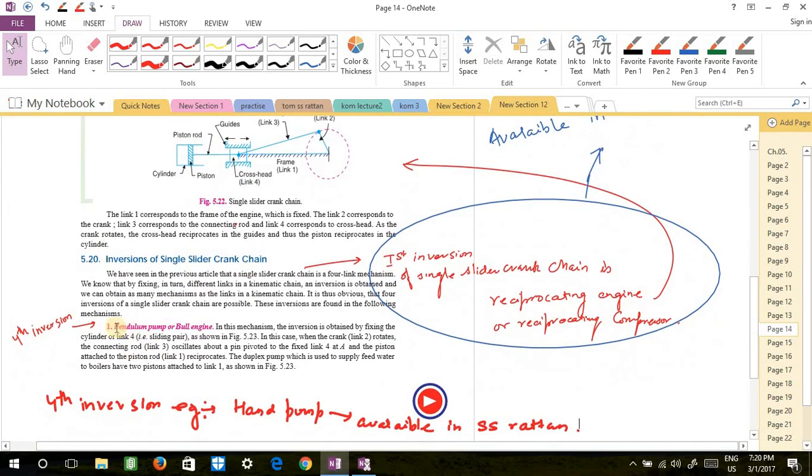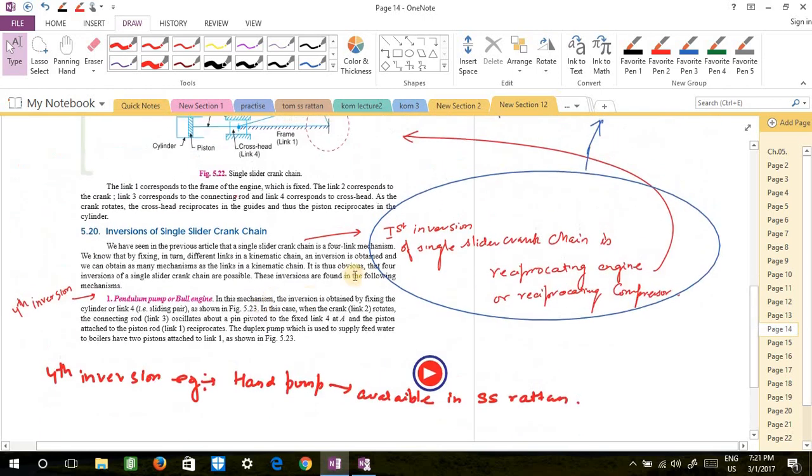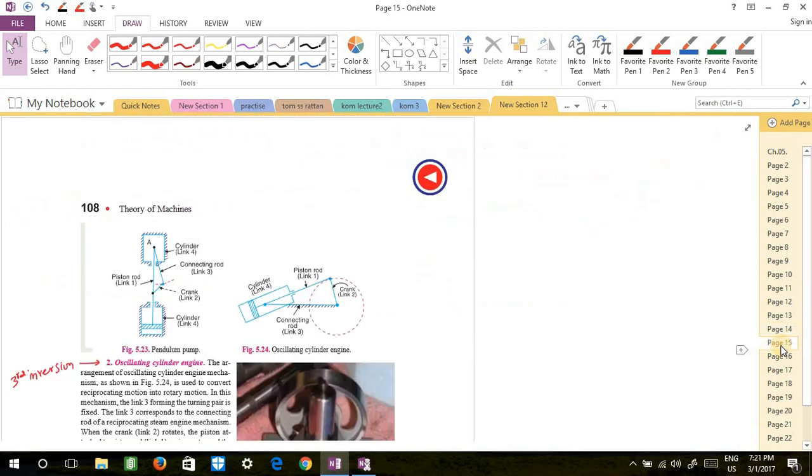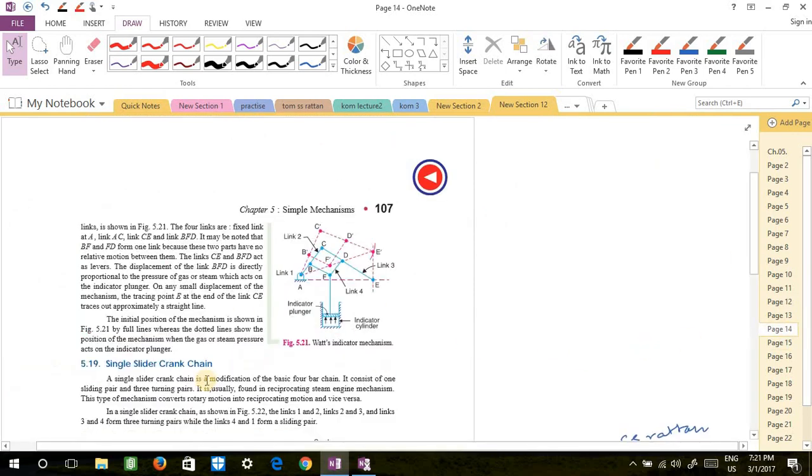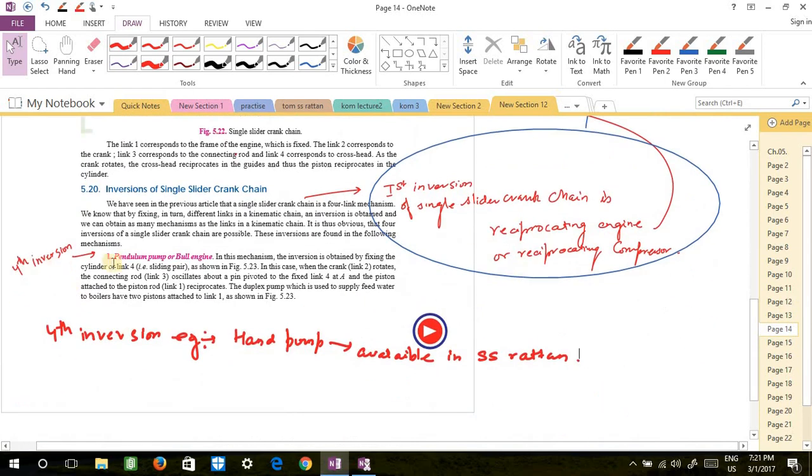In your book R.S. Khurmi, you will study this from R.S. Khurmi. If you can clearly see here, pendulum pump or bull engine is represented, and it has been explained over here. The diagram you can see on the next page. This is the diagram of pendulum pump. So this is the fourth inversion of single slider crank chain, so it is named as fourth inversion.